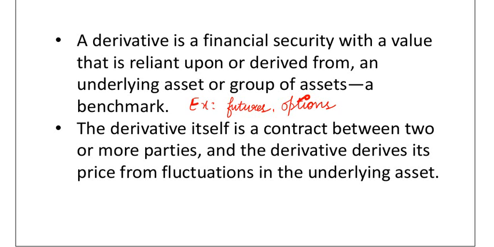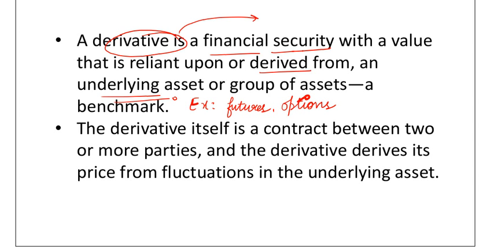So what is a derivative? A derivative is any kind of financial security with a value. It is a kind of security which derives its value from an underlying asset. As the name suggests, the derivative is an instrument which is deriving its value from some other security, and that security is called the underlying asset.